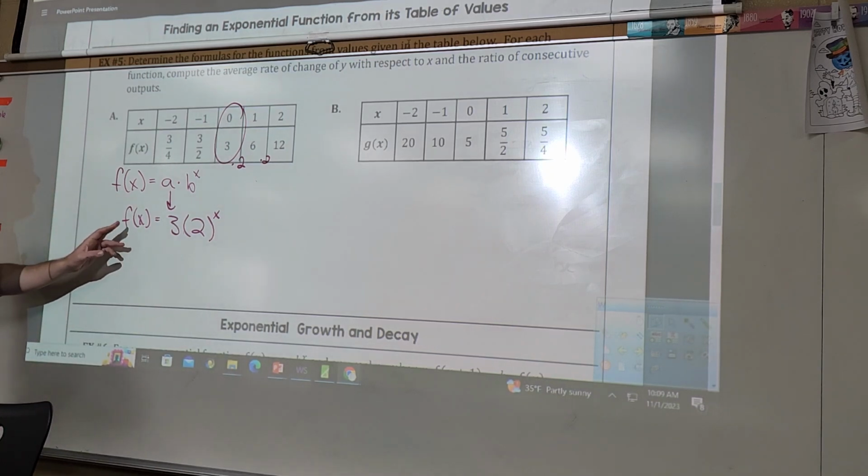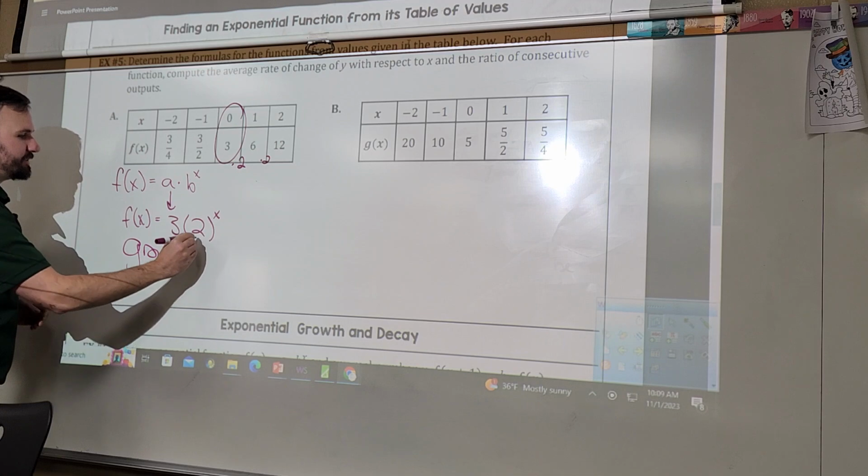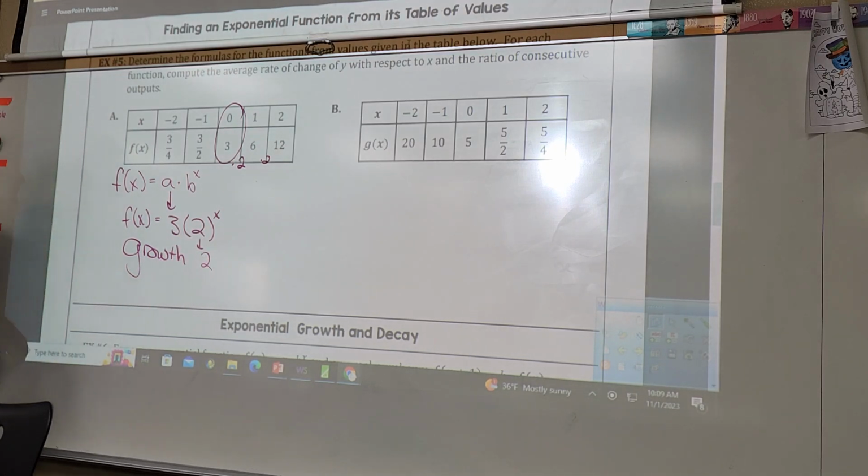All right. So now, is this a growth or a decay? Why is it a growth? Yeah, my base is bigger than 1. My rate is 2. So it's going to get bigger.